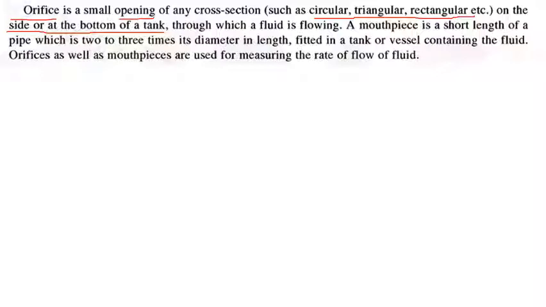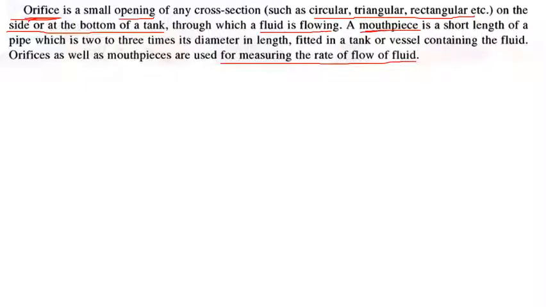A mouthpiece is a short length of a pipe, 2 to 3 times its diameter in length, fitted in a tank or vessel containing the fluid. Orifices as well as mouthpieces are used for measuring the rate of flow of fluid. Before, we have seen venturimeters which are used to measure the rate of flow. Here we are seeing two devices, that is orifices and mouthpieces, for measuring the rate of flow of fluid.